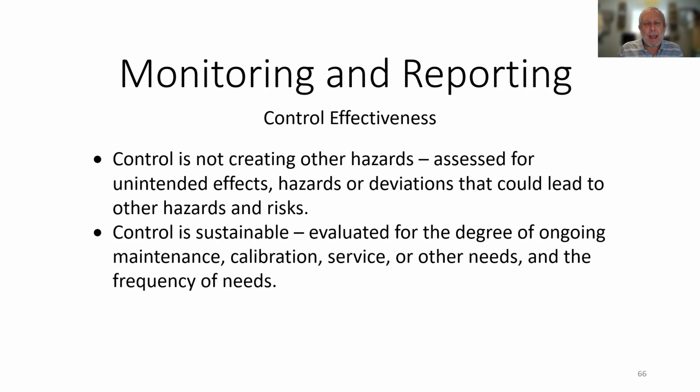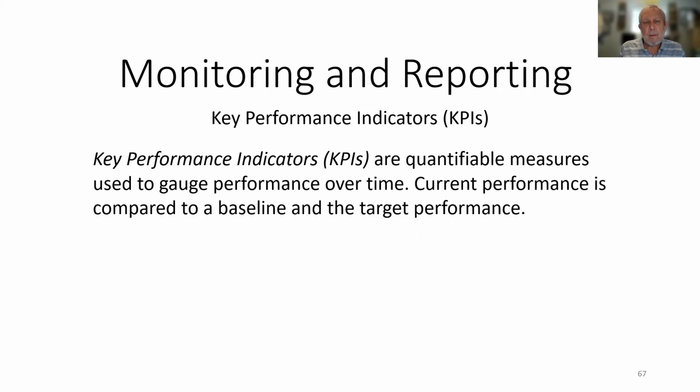Control is not creating other hazards. Assess for unintended effects, hazards or deviations that could lead to other hazards or risks. And it has to be sustainable. It means it has to stand up to the degree of ongoing maintenance, calibration, service, or other needs, and the frequency of those needs. If your control is causing the production to slow down or stop, then you might run into the problem of people not wanting to use that control, wanting to bypass it too. So the control has to be sustainable.